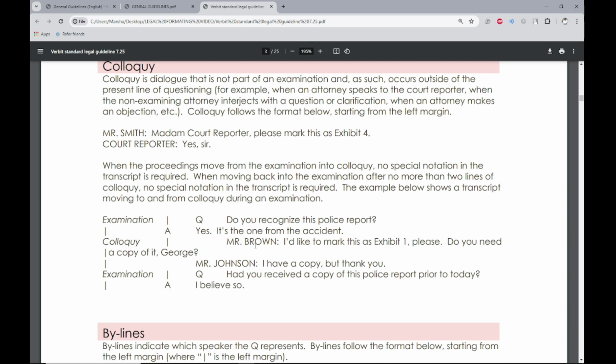Now, this guideline is for Verbit, but for general guidelines, for most of the transcript, you are supposed to put a byline before this Q. Right here, because there is a colloquy, an interruption by Mr. Brown and Mr. Johnson, you are supposed to put a byline there, and you just say "By Mrs. the questioning Anthony." You have to put that byline.